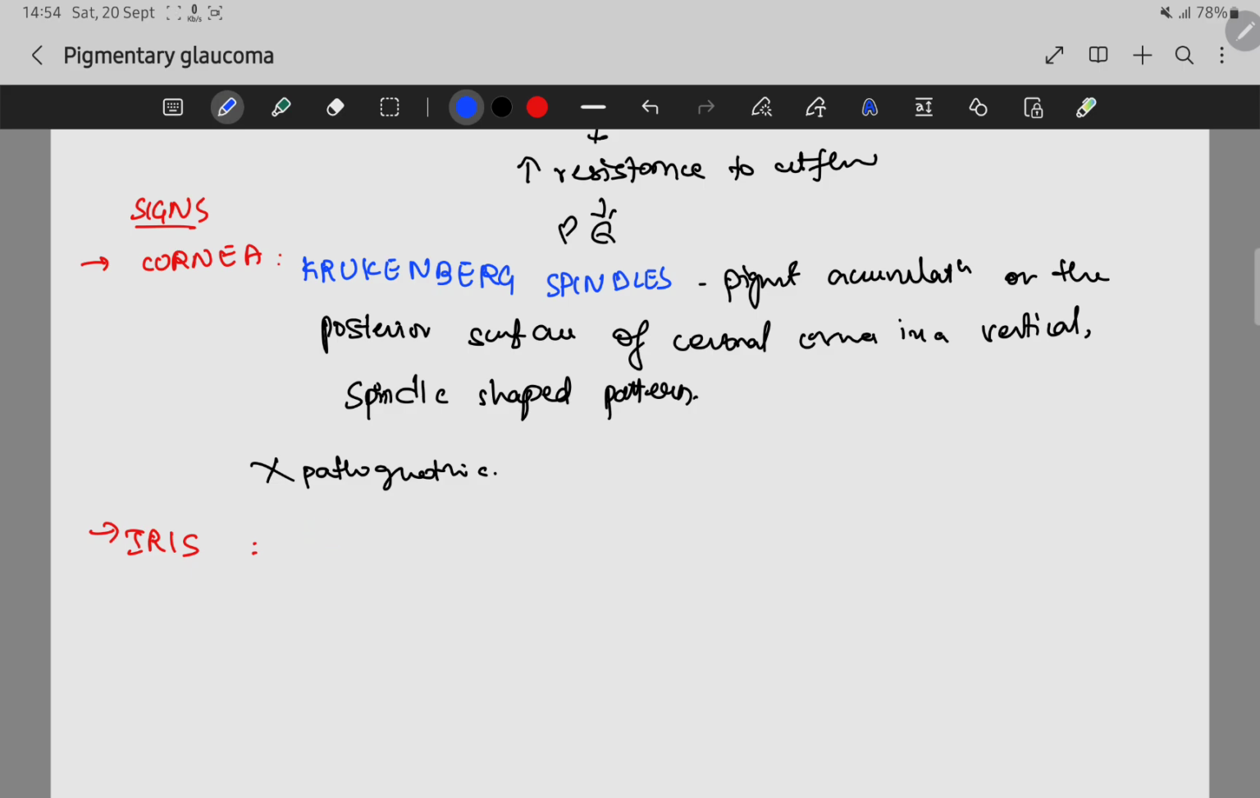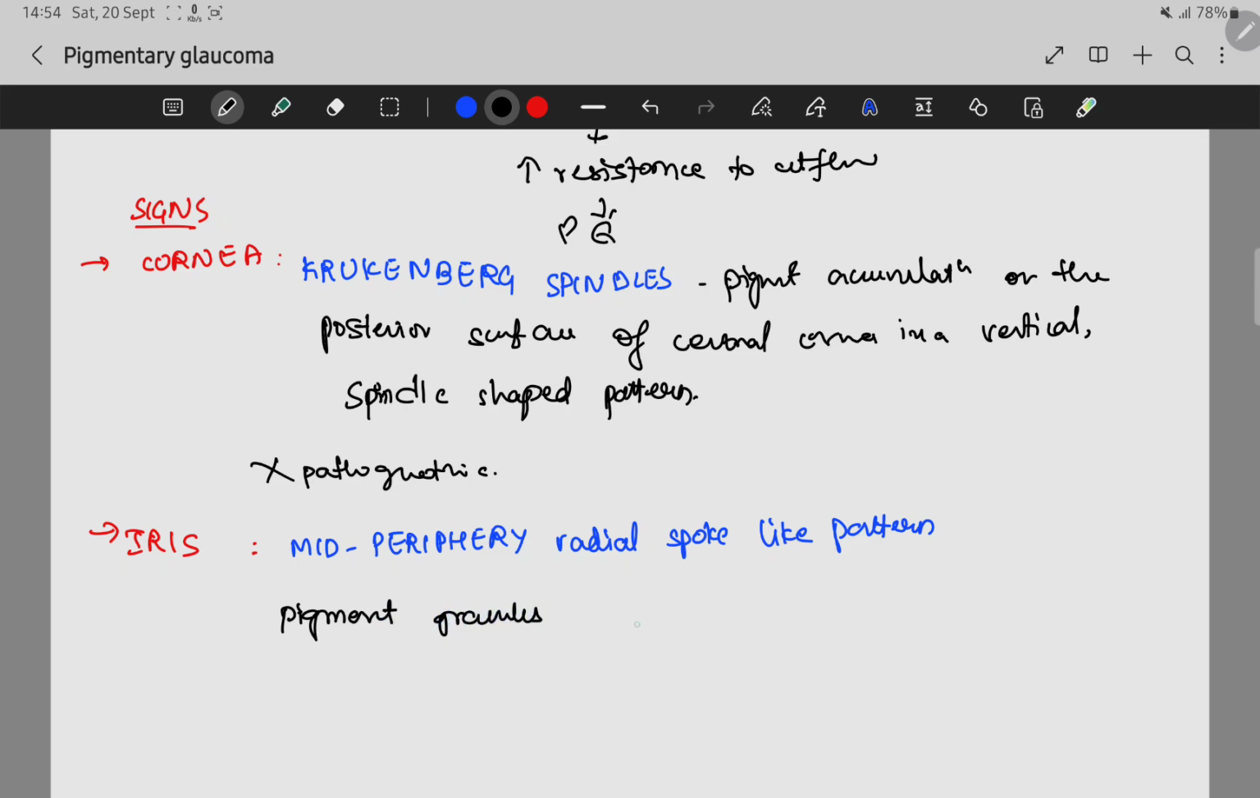In the iris there is mid-peripheral, radial, spoke-like pattern of transillumination defects, and pigment granules are found at the stroma of iris, at the zonules, and also this is called Zentmayer ring or shearing.